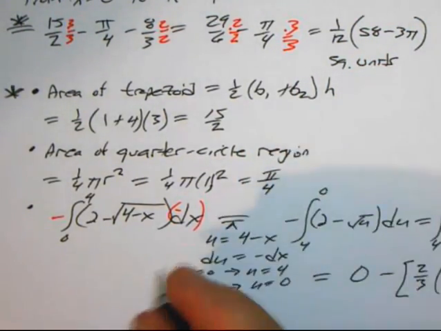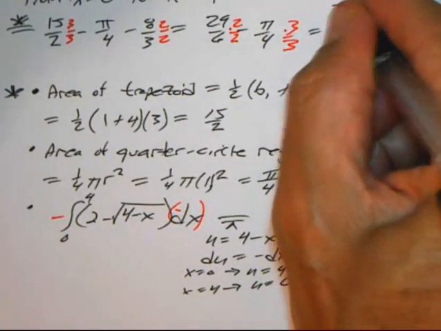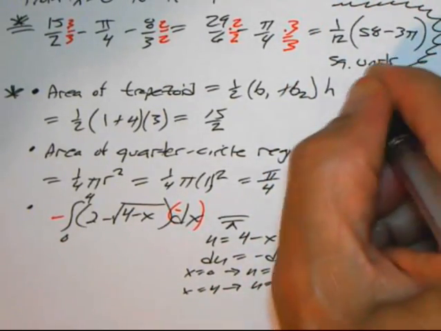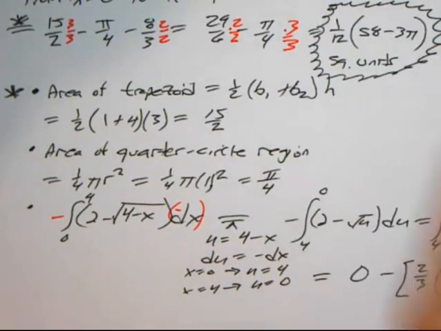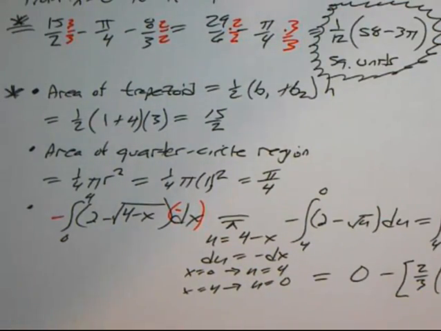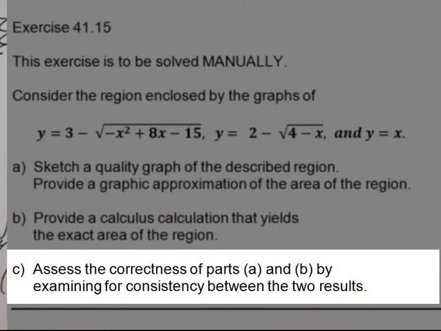There's our calculus calculation completed there. Okay, looking forward to a check on all this, because this kind of quantity is a little unnerving until it is found to be consistent with the graphic approximation. Part C. Assess the correctness of parts A and B by examining for consistency between the two results.